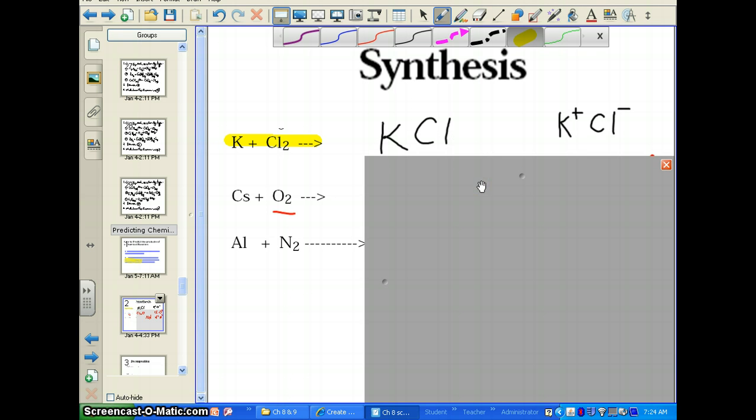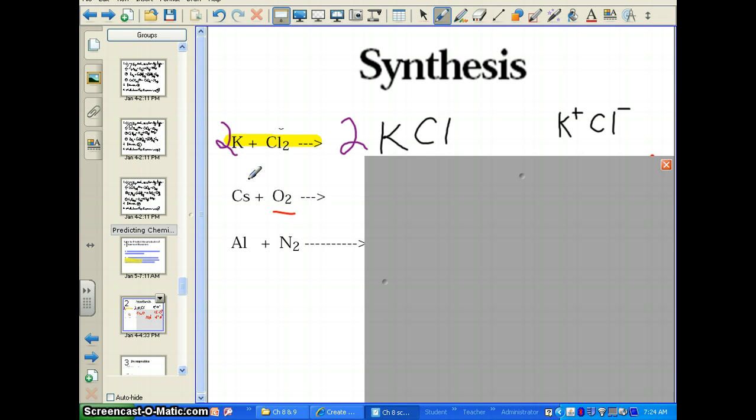After that, you could go about balancing it the way that we did with the balancing rules. What would you do first? You'd balance the metals. Potassiums are balanced. Chlorines, 2 chlorines here, 1 chlorine here. So the first step would be to balance the chlorines by writing a 2 on the product side. Now the chlorines are balanced, but you've messed up the potassiums. In order to balance the potassiums, you have to come back and add a 2 in front of the potassiums. Now that equation is balanced.